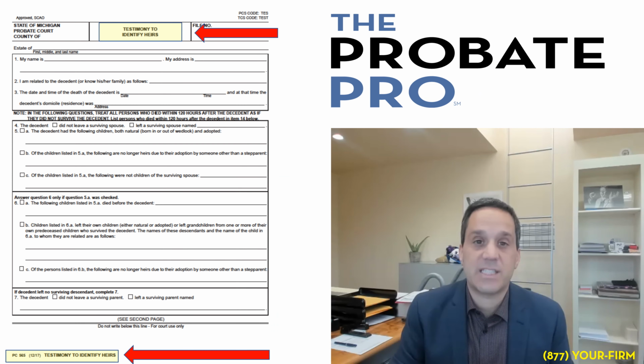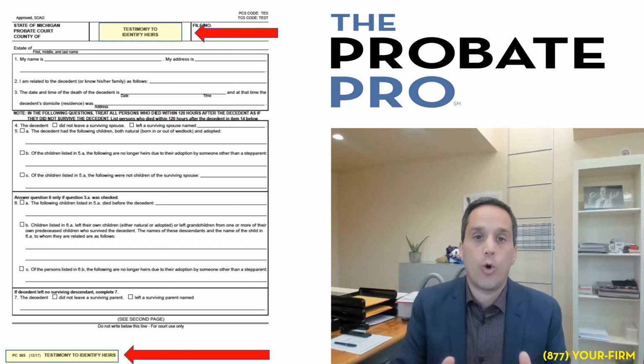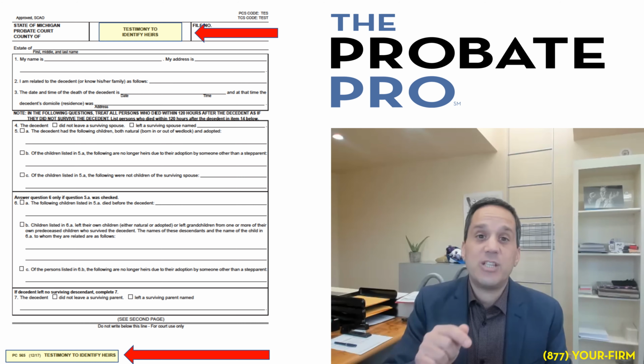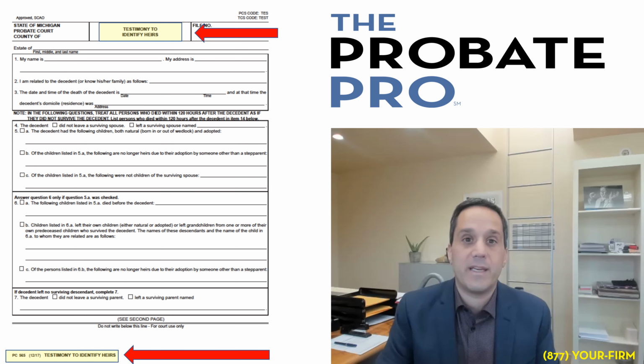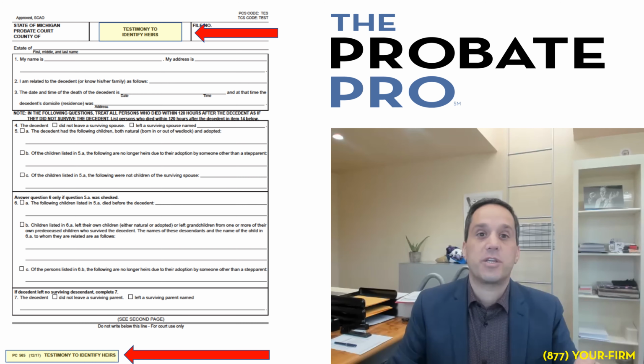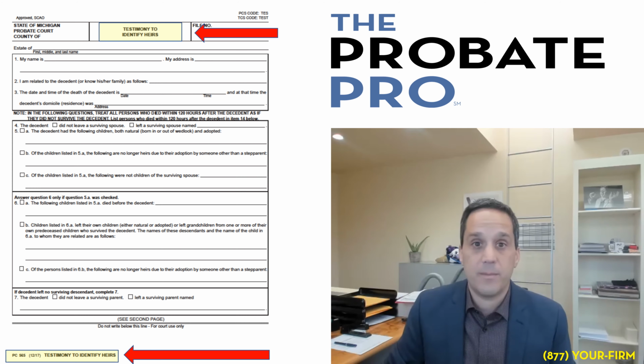PC 565, the SCAO form, testimony to identify heirs, is completed and attached with the petition for probate or application for probate, and it's generally signed and completed by the person that's the petitioner or the applicant in the other document. But it's not a requirement. What that means is that one person could sign the petition and another could fill out the testimony.